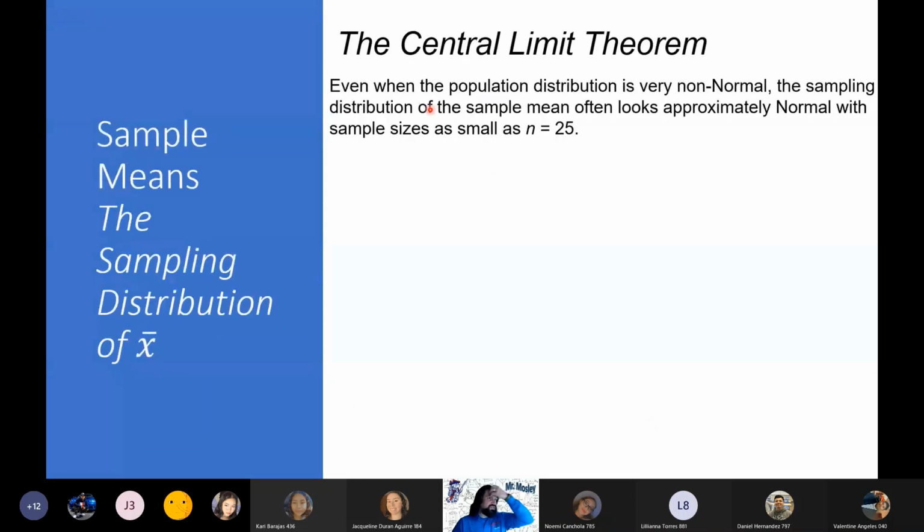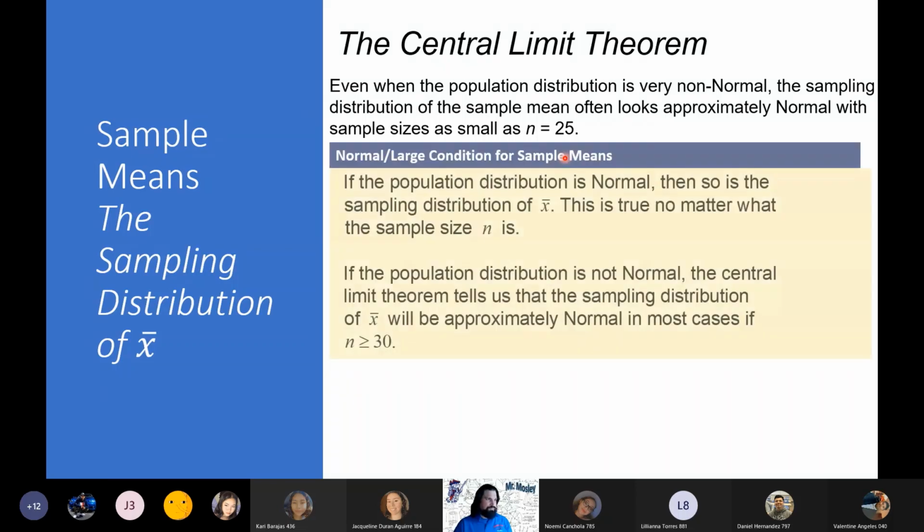So even when the population distribution is very non-normal, the sampling distribution of the sample mean often looks approximately normal, with sample sizes as small as n equals 25. So even if we have a small sample size of 25, we're getting close to approximately normal. We get this as kind of our rule here: the normal large condition for sample means.